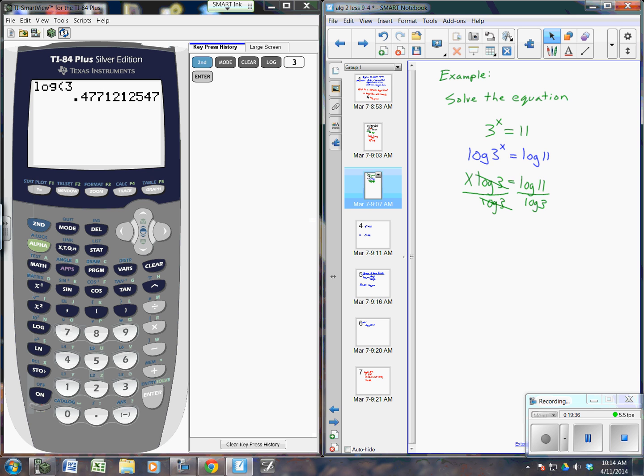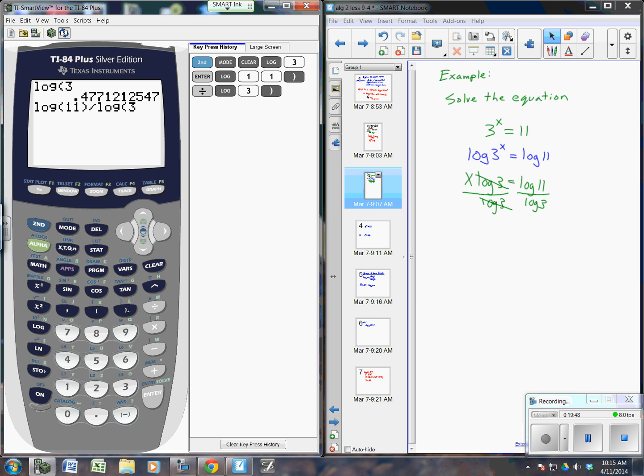Okay, so we can come over here and we go log 11. So log of 11. Make sure you put the close parentheses, you guys, after the 11. Divided by log 3. Hit enter, and our answer is about 2.183 if we round it to 3 decimal places. Go ahead and round it to 3 decimal places again today, all your answers. 2.183.